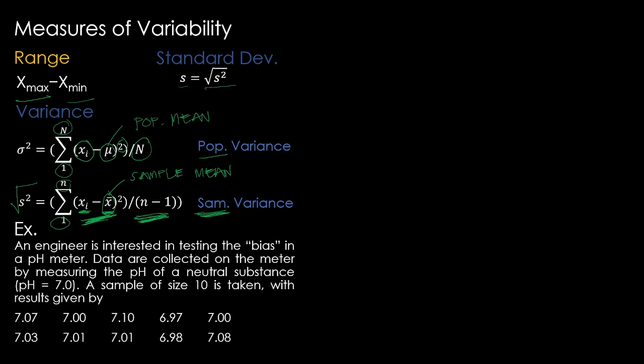So one of the uses of measuring variability is for you to check if your instrument is working properly. For this problem, the engineer has an instrument which is the pH meter. Meron siyang pH meter, and he or she wants to check the bias, meaning the variability of that instrument, because he or she wants to check if the pH meter produces accurate results pa.